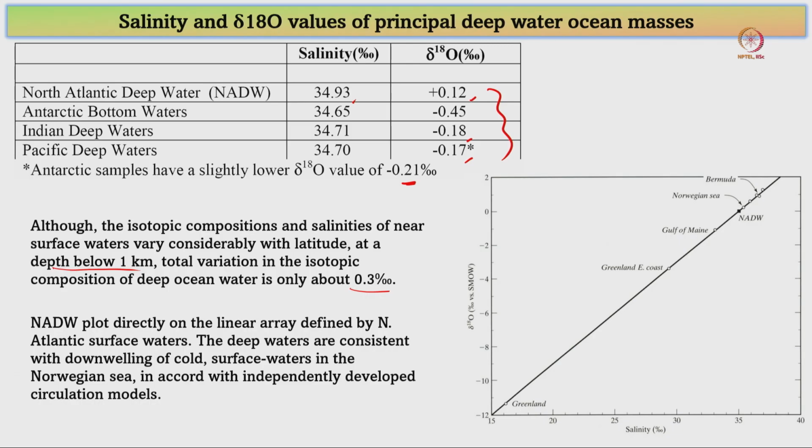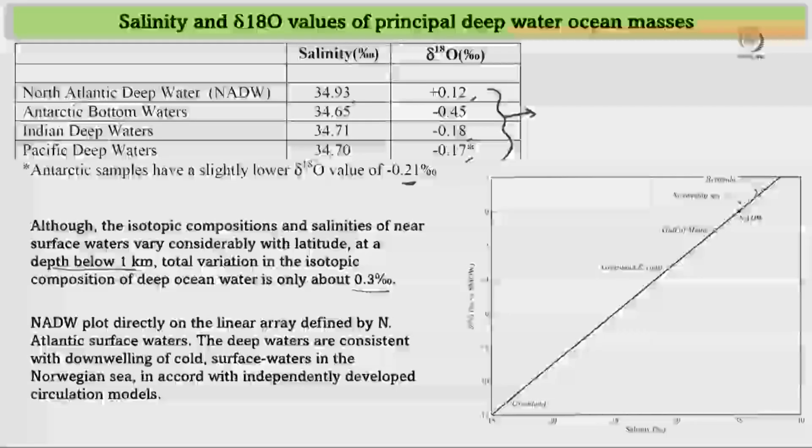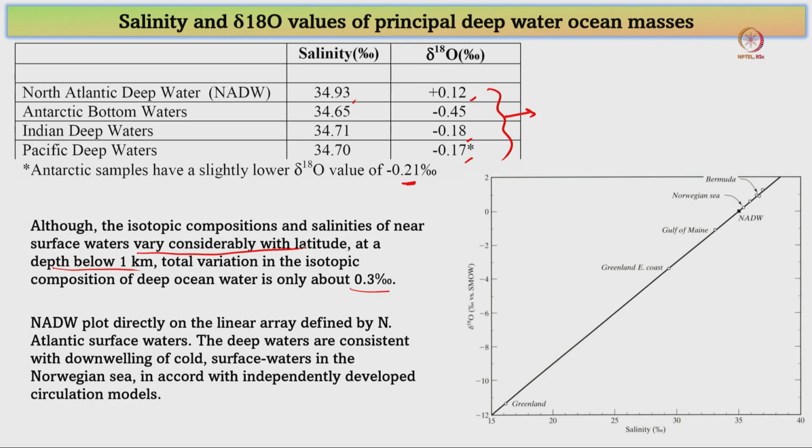At a depth below 1 kilometer, the total variation in the isotopic composition of the deep ocean is only 0.3 parts per mil. The maximum variation we see is in the surface water, and as you can see, it varies considerably with the latitude, whether it is the North Atlantic, the Indian Ocean, or the Pacific Ocean. It varies a lot with the latitude.